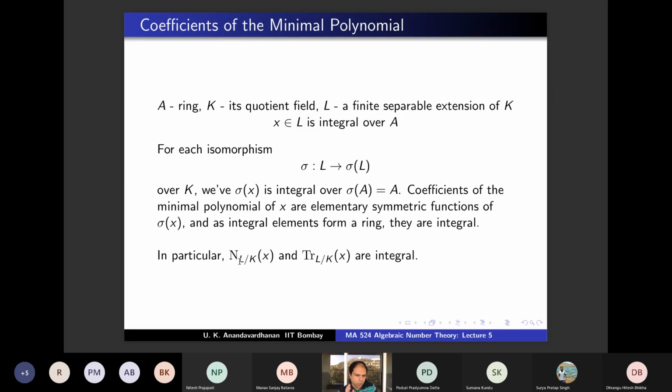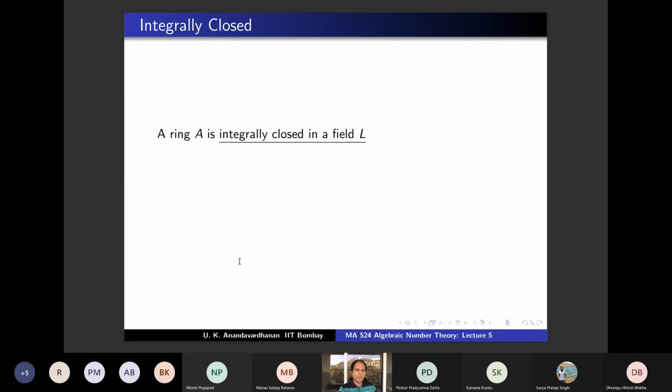So what you need to remember for the future classes is norm is multiplicative. Norm is a multiplicative homomorphism. From where to where? From L star to K star. Any non-zero number has a norm. And norm is a multiplicative morphism from L star to K star, and trace is an additive morphism from L to K. Okay, so in particular, these are integral.